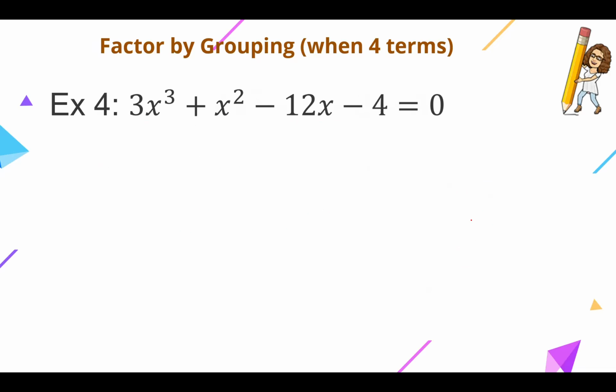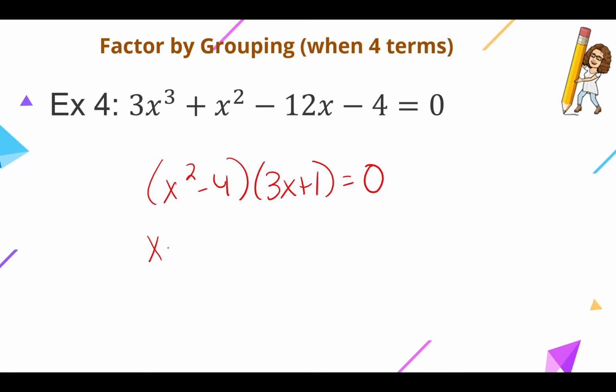Okay, try this one on your own. See if you can get the answer for this problem as well. Okay, once I did my grouping, I got x squared minus 4 and 3x plus 1, right? Now, x squared minus 4, that is a difference of perfect squares. So I'm just going to break that apart.